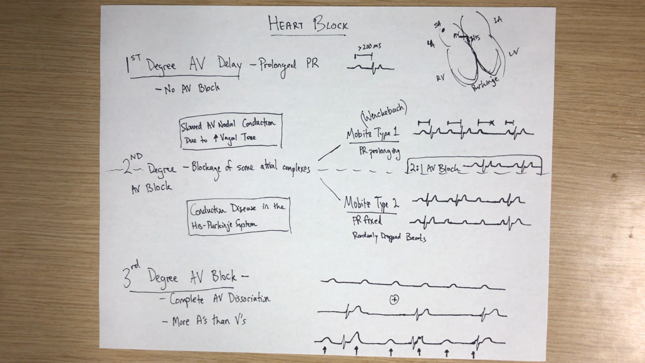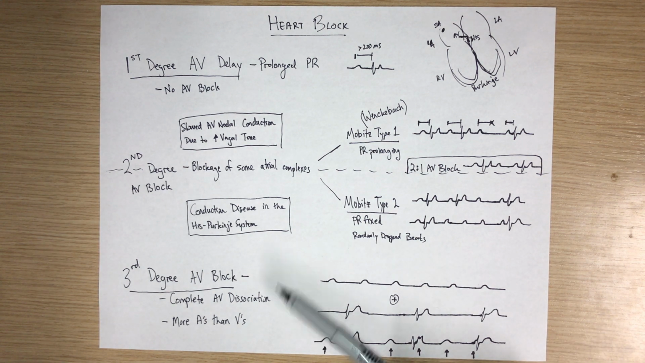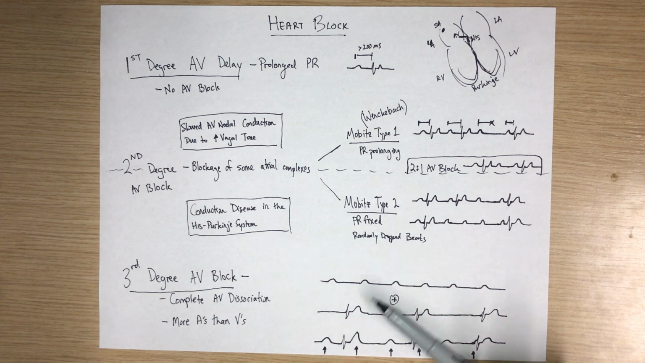On the other hand, Mobitz type 2 second degree heart block and third degree AV block indicate conduction disease in the His-Purkinje system, which is not something that can be fixed by adjusting the state of vagal tone, and therefore these patients will often need pacemakers.